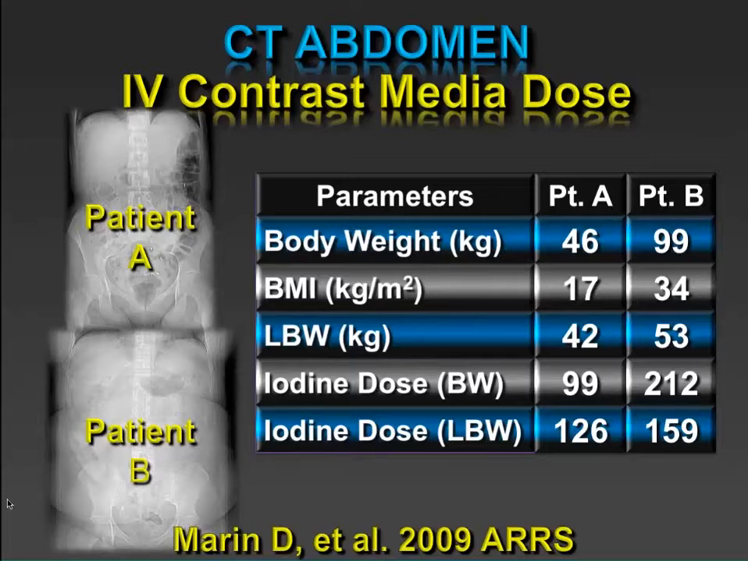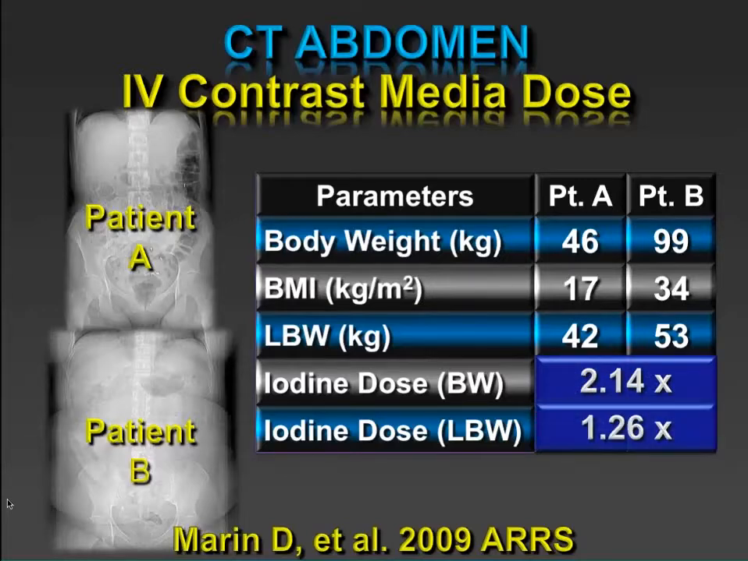If you base the iodine dose on their total body weight, you can see that it's almost over a dose of 2.14 times. As a matter of fact, that would be an awful large dose, 212 mLs. I don't know that any one of us would be comfortable giving that much contrast media. On the other hand, if you factor in the difference based on lean body weight, it goes up to 159, which is only a 1.26 times the dose. So it looks like this is an effective way to give contrast media, and certainly is the focus of a lot of research.